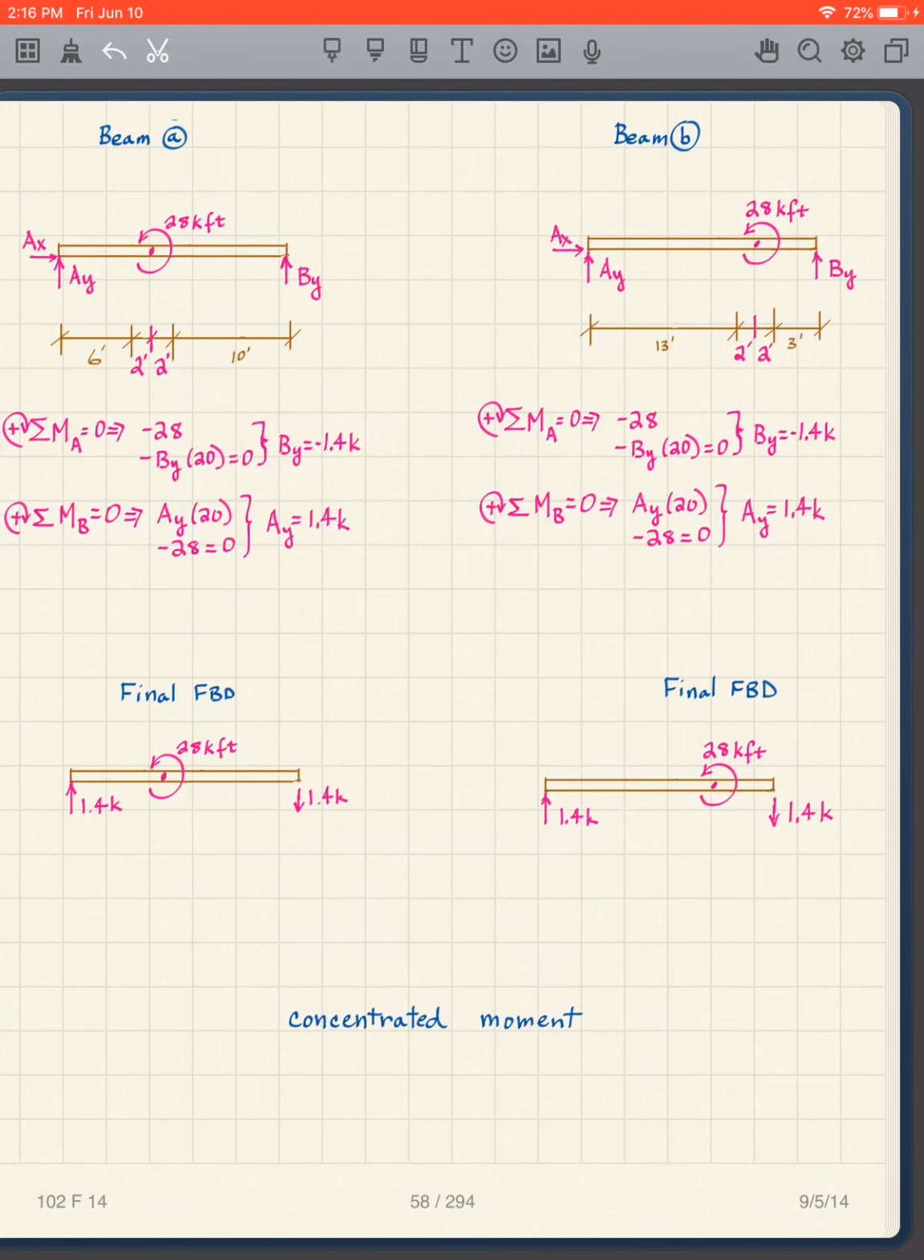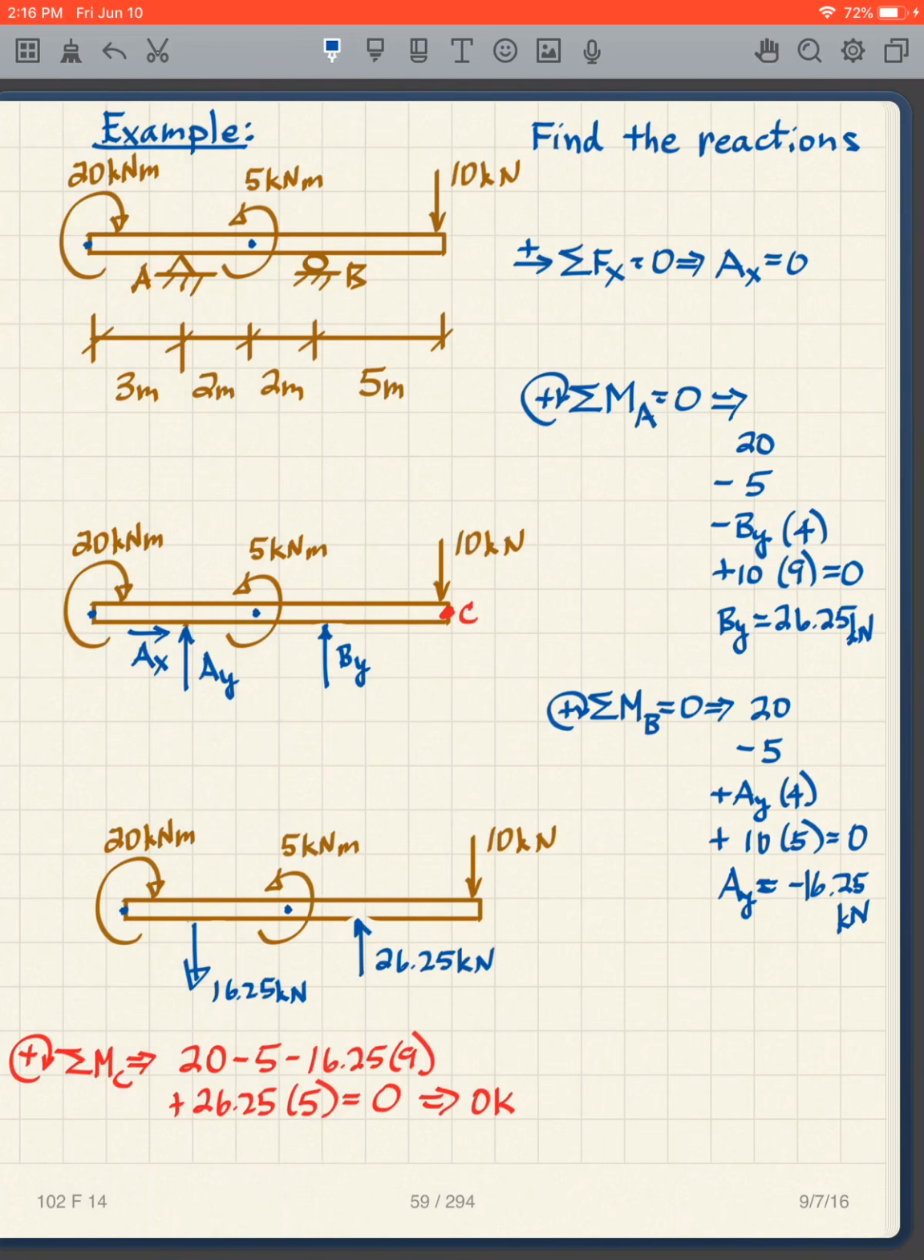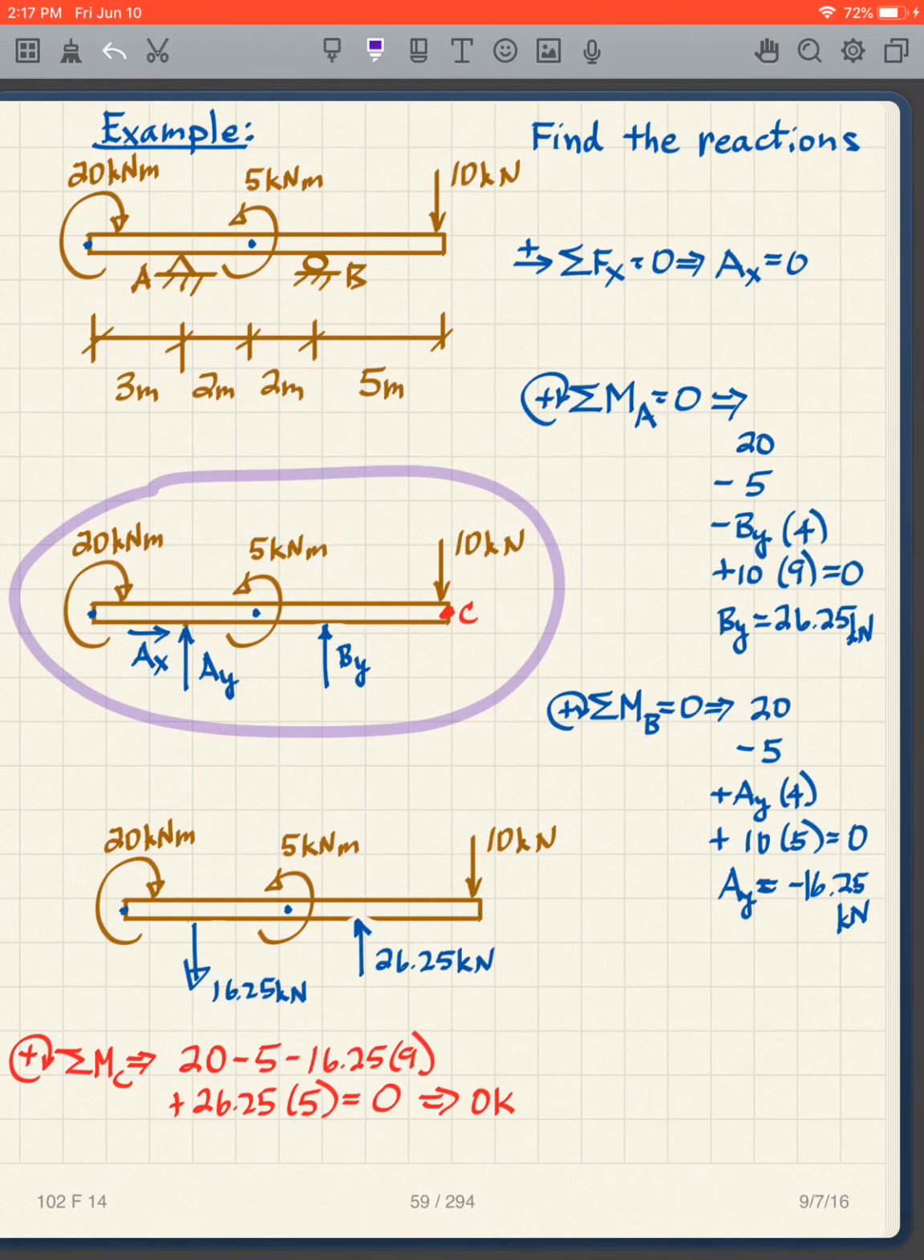I'm even going to give you problems with a concentrated moment. I'm not going to show them as a force couple necessarily. I'm just going to show them as a concentrated moment, and then you solve for them. For instance, it'll look like this. I have a concentrated moment here, a point load here, and we want to find the reactions, as we always want to do. And so our free body diagram looks like this.